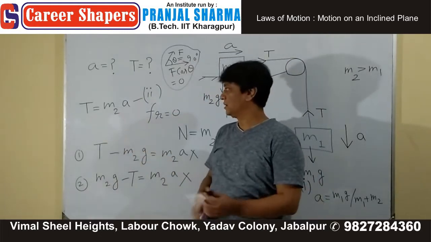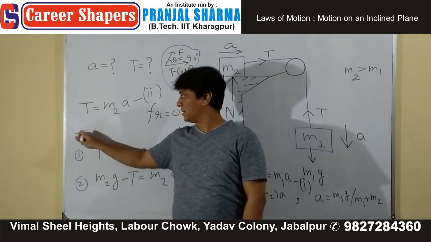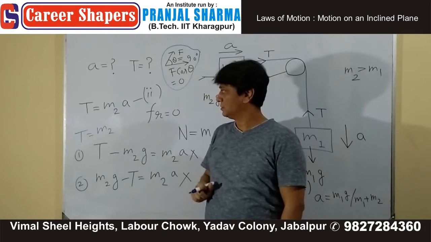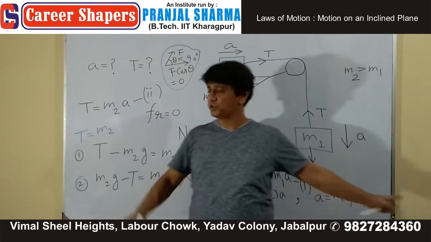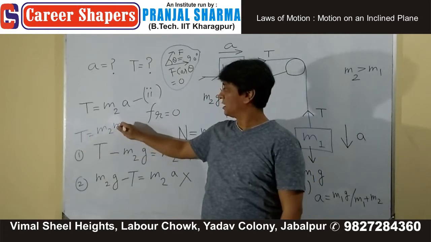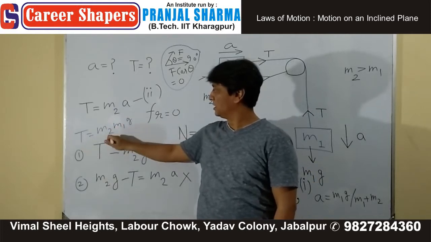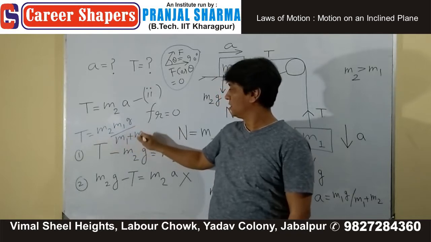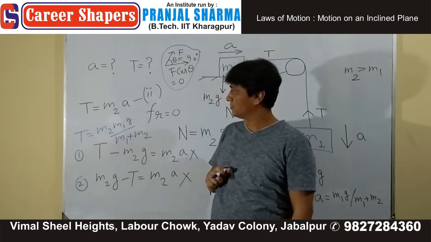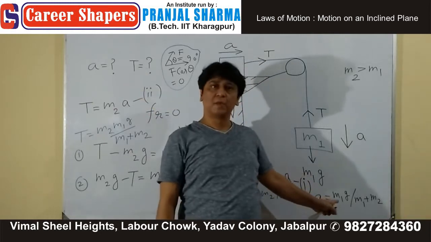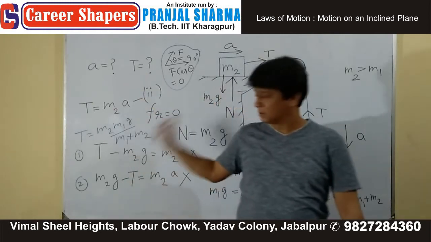And once you found acceleration, finding tension is a one-line statement. What is T? T is m2 multiplied by a, which is m2 times m1g divided by m1 plus m2. That's your tension force, and this is your acceleration. Note down this.